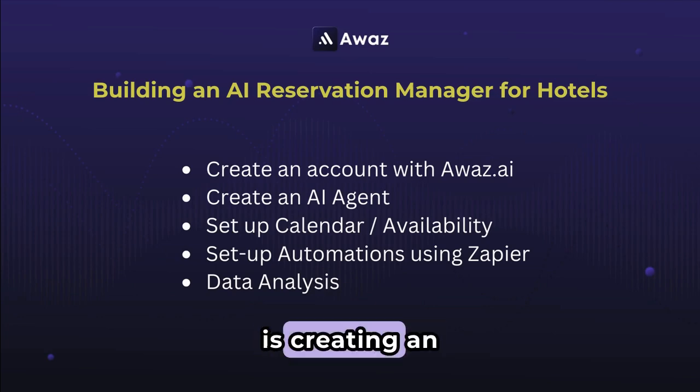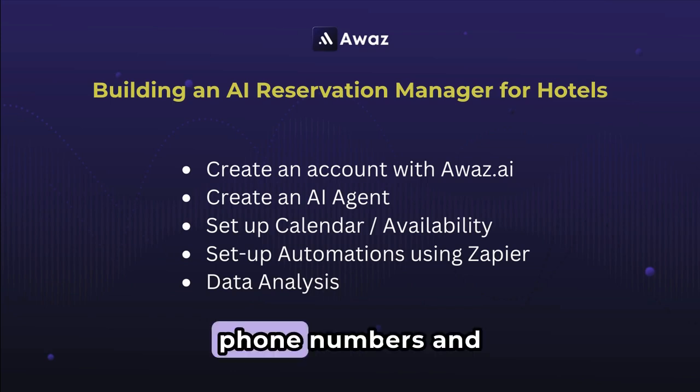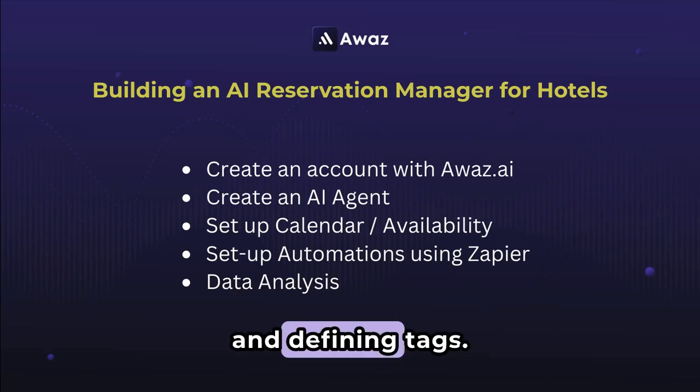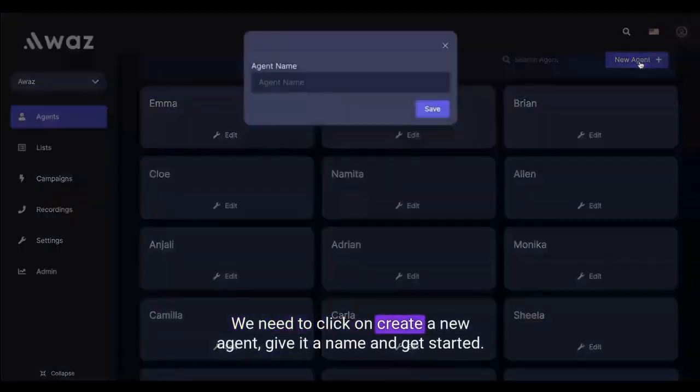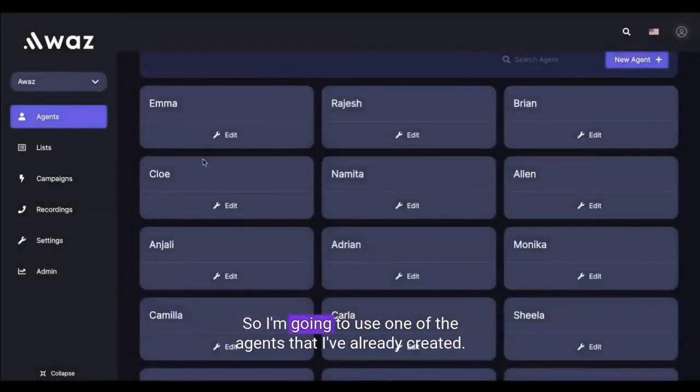The first step is creating an account with Awaz.ai. The second step involves connecting phone numbers and setting up a calendar, creating the agent, setting up actions, and defining tags. We need to click on Create a New Agent, give it a name, and get started. So, I'm going to use one of the agents that I've already created.